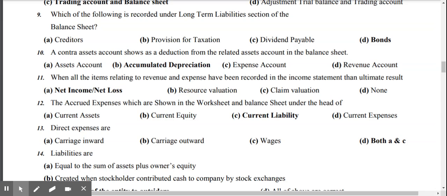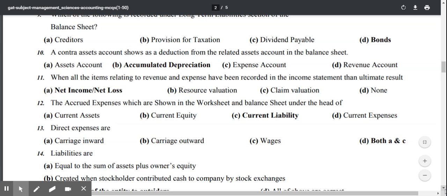MCQ number 11. When all the items relating to revenue and expense have been recorded in the income statement, then the ultimate result is it A, the net income or the net loss, or B, resource valuation, C, claim valuation, or D, none? Obviously the expense would tell you net income and net loss. If you relate it to the revenue, it will tell you the net income and the net loss.